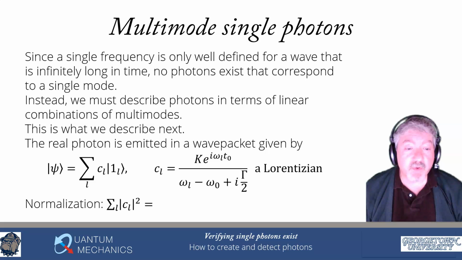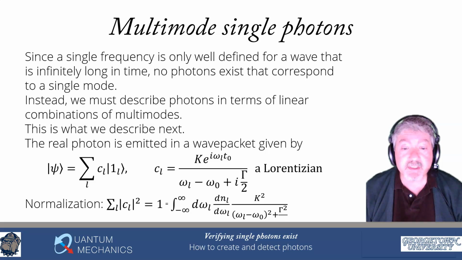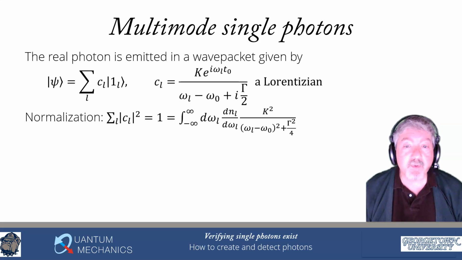To work out the normalization, we have to calculate a summation over L, which we want to instead write as an integral over the frequency. So an integral from minus infinity to plus infinity d omega_L, dN_L/d omega_L times the modulus squared of the C_L, which are given by K squared over (omega_L minus omega_0) squared plus gamma squared over 4. All right, we have to work out what this derivative is, dN_L/d omega_L.